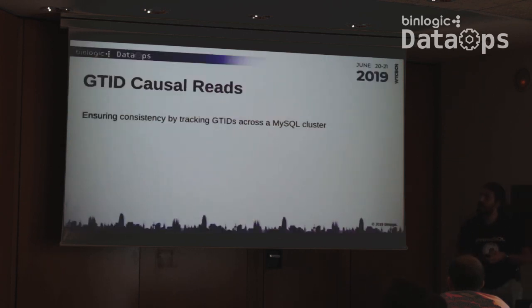So, GTID causal reads, is anybody familiar with this? This was presented a few times in the past. Basically, ProxySQL is able to use the GTID that MySQL itself returns as part of the MySQL protocol in the OK packet, and thanks to this, it is able to provide consistent reads as well.